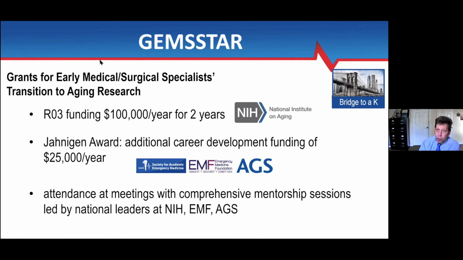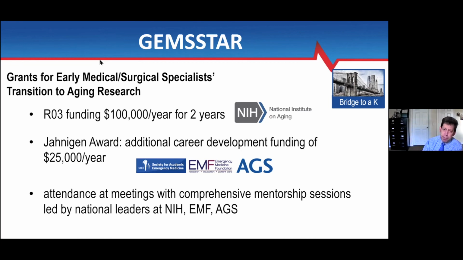but this has been done in the past, by EMF, which is of course part of ACEP, and also by AGS. And so it's quite a generous award. And not just a generous award, this is an award that you can also get a K award afterwards. In addition, there's attendance at meetings with comprehensive mentorship sessions by national leaders at NIH. In fact, this meeting just occurred a few weeks ago. Of course, it was virtual.